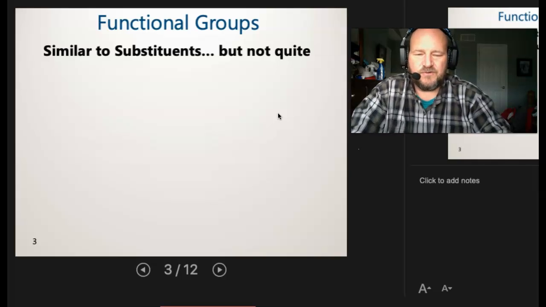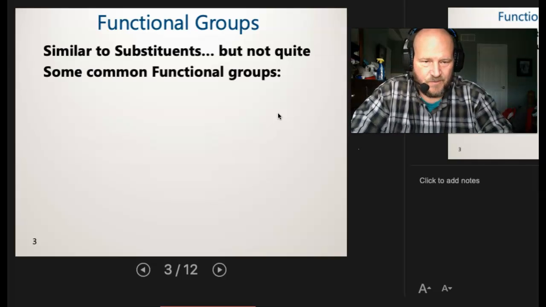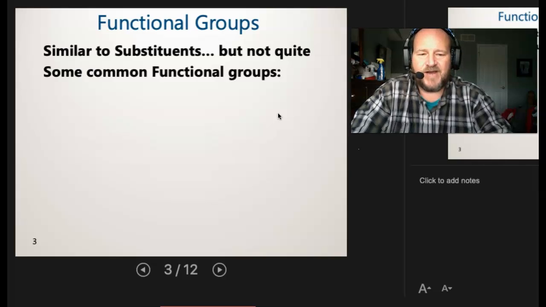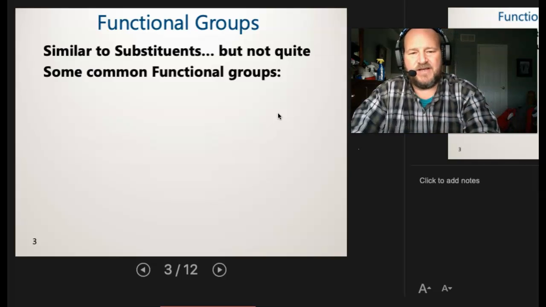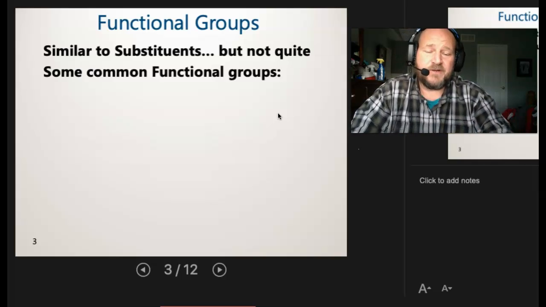Now your functional groups are very similar to substituents, but not quite. And again, the purpose of the functional group is to look at reactivity. Now we're not going to focus on any of the reactions. Our goal here is to be able to look at these functional groups, figure out the pattern, and then see that pattern in other molecules. So that when we look at a generic molecule, we can see the functional groups that are there.